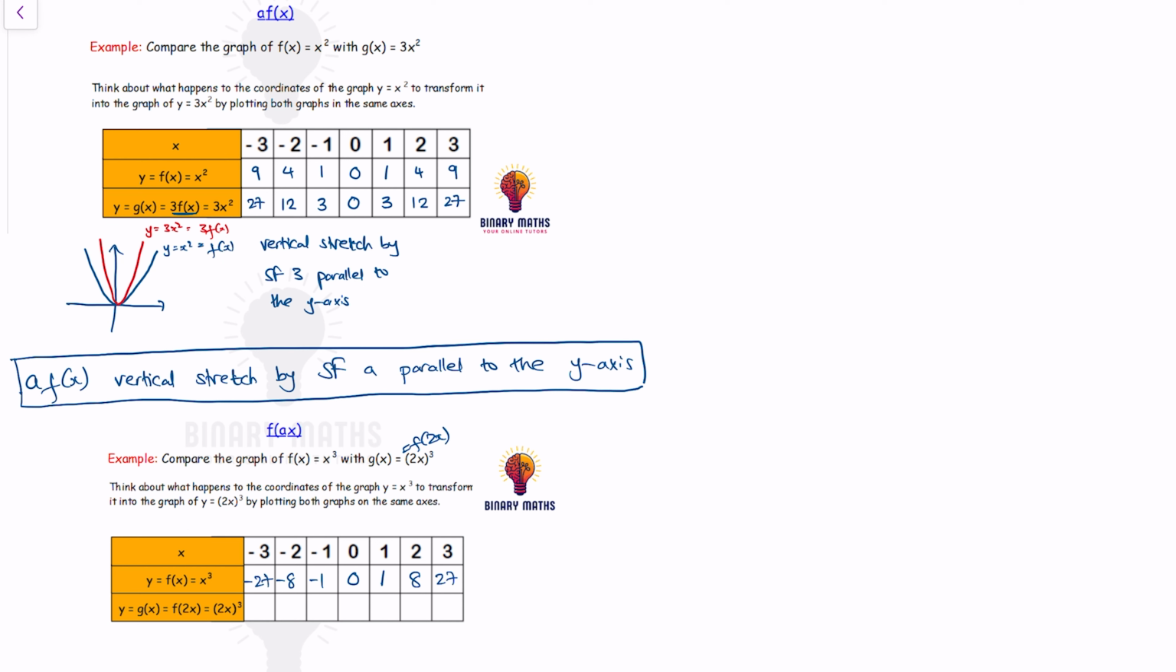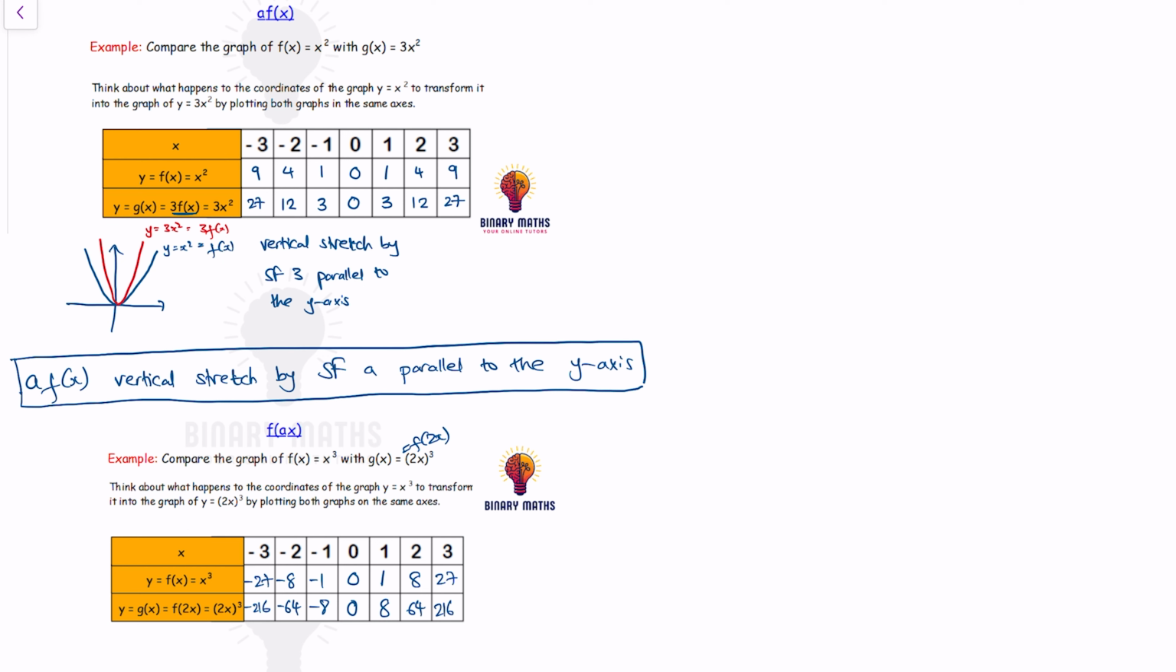If you do 2x and then cube it, it means you have to multiply the x coordinate by 2 and then cube it. So 0 times 2 is 0, cube it gives you 0. 1 times 2 is 2, 2 cubed is 8. Minus 1 times 2 is minus 2, cube it gives you minus 8. Similarly, 2 times 2 is 4, 4 cubed is 64. If this one is 64, that one will be negative 64. 3 times 2 is 6, 6 cubed is 216. So if this is 216, this one will be negative 216.